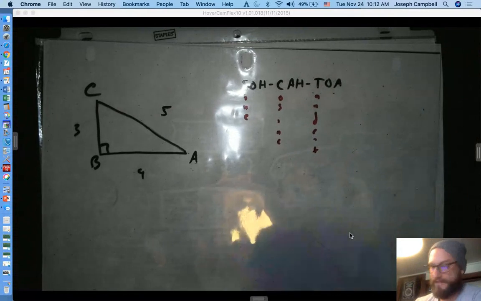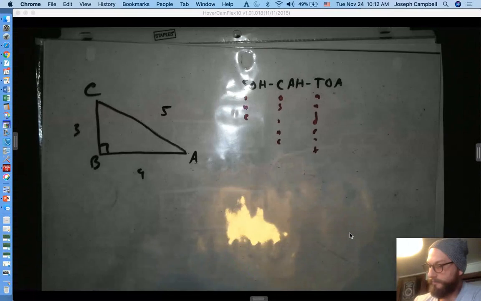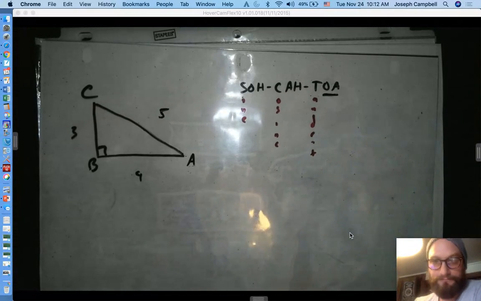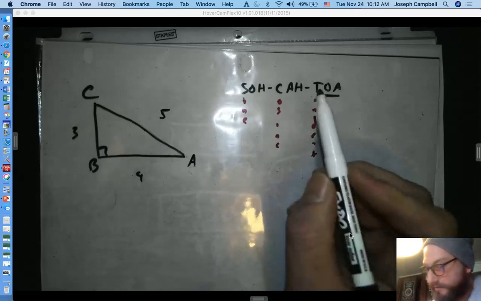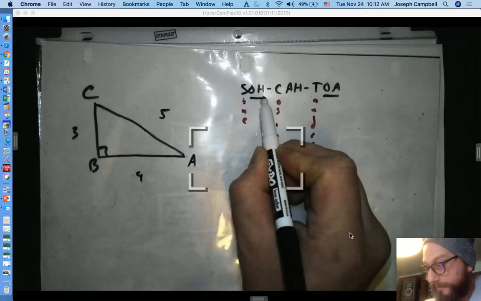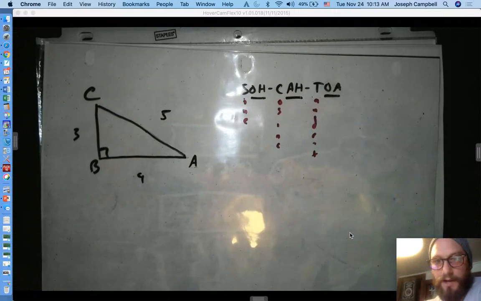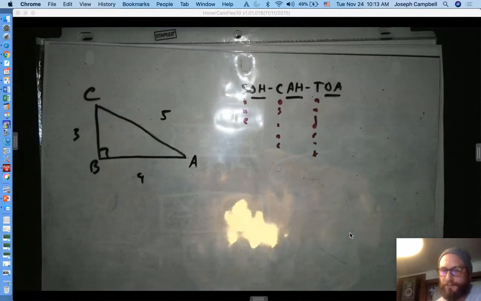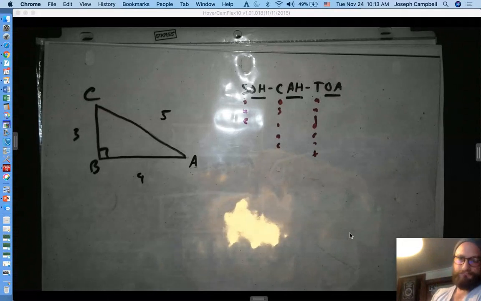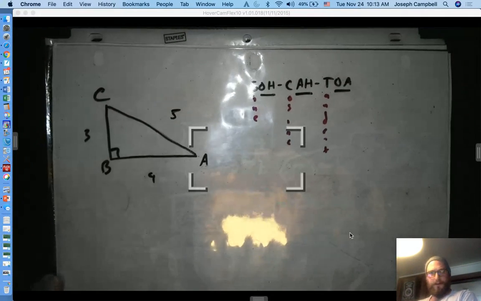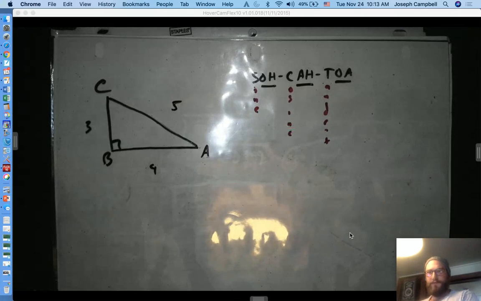Yesterday we learned about tangent. Today we're going to learn about sine and cosine. So tangent was the ratio of the opposite over the adjacent. Sine is going to be the ratio of the opposite over the hypotenuse. Cosine is the adjacent over the hypotenuse. That's why we memorized that silly mnemonic. Not making it any more complicated than it has to be.